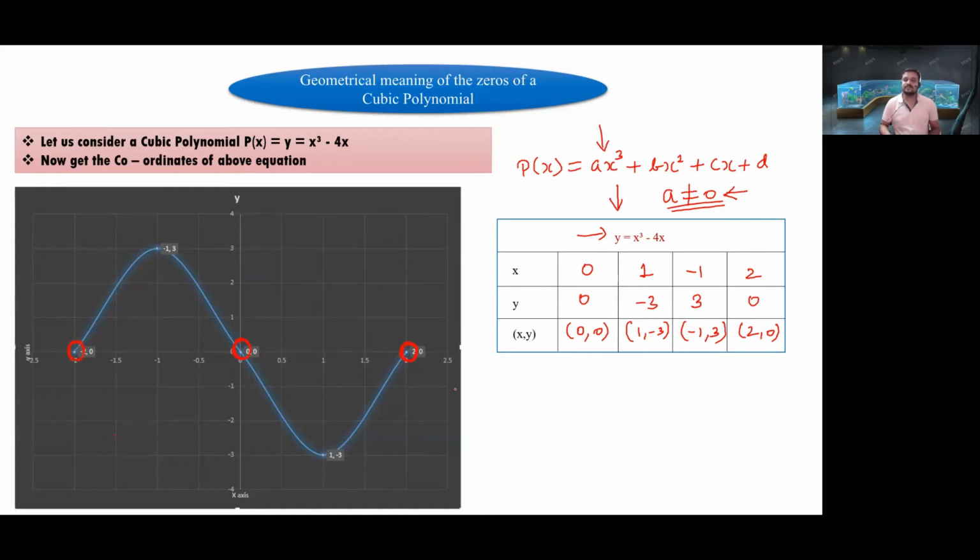Is it clear to everyone? So how will the curve look? It will look like this. Is it clear to you? So how many zeros will we get here? See, this is the first zero, this is the second zero, and this is the third zero, because it is cutting the x-axis 3 times. Is it clear to everyone?